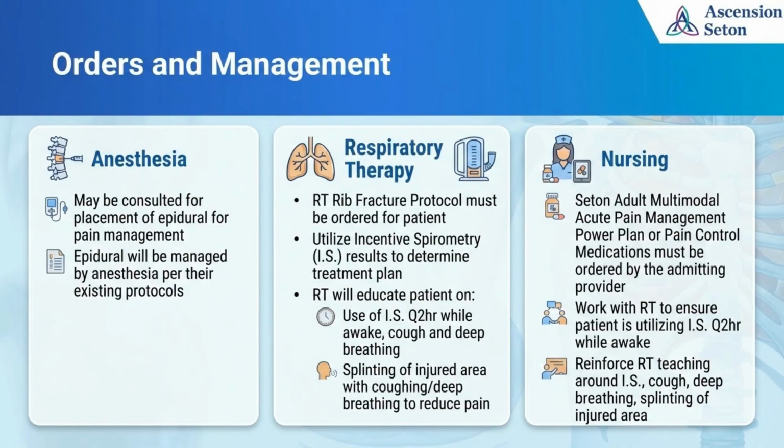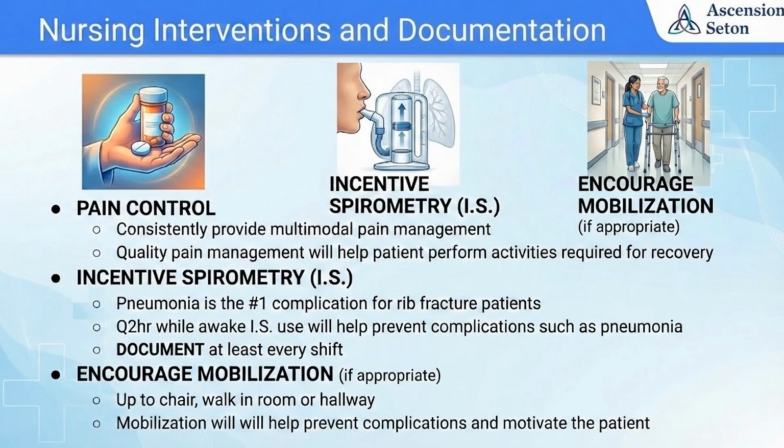Nursing will follow the Seton Adult Multimodal Acute Pain Management Power Plan, or pain management orders, and reinforce education on IS use, coughing, and splinting. Remember to document at least every shift. Key nursing interventions include consistent multimodal pain control, incentive spirometry use every 2 hours while awake to prevent complications like pneumonia, and encouraging mobilization when appropriate. Remember to document IS use at least every shift.